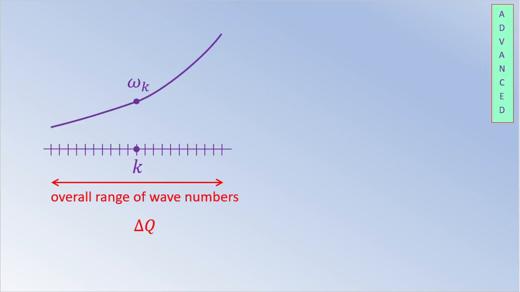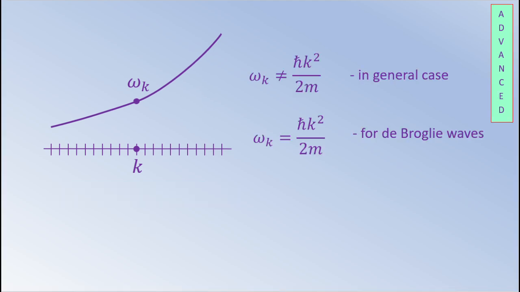Suppose we have a packet consisting of some elementary traveling waves with equidistant wave numbers allocated around the average wave number k. Applied elementary waves are not necessarily de Broglie waves. Then suppose that we have some relation between frequencies omega and wave numbers k of these elementary waves, which is not necessarily quadratic, as in the case of de Broglie waves.